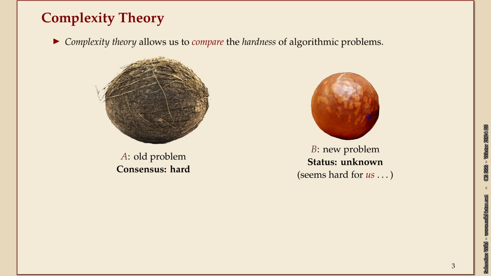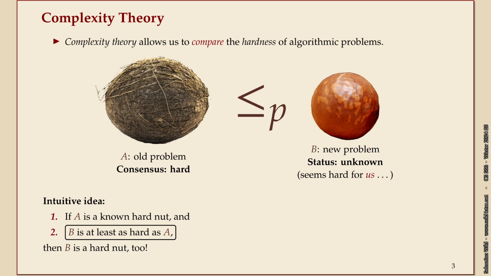The idea in complexity theory is to compare problems with respect to the hardness of how complex they are to solve. And so we start with an old problem where the conventional wisdom is that it's not easy to solve. And we try to find a new problem, or we have a new problem where we don't know whether it's hard, but we try to find some comparison. We'll denote it by this less or equal p for polynomial time reduction. Again, we'll come to it.